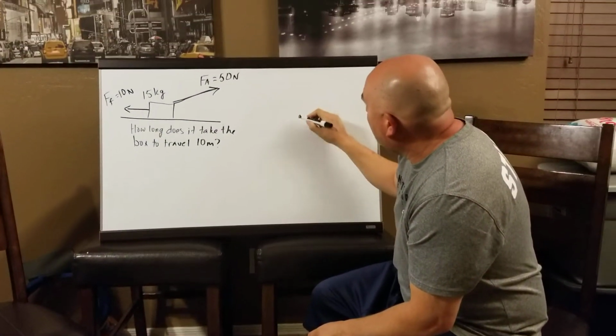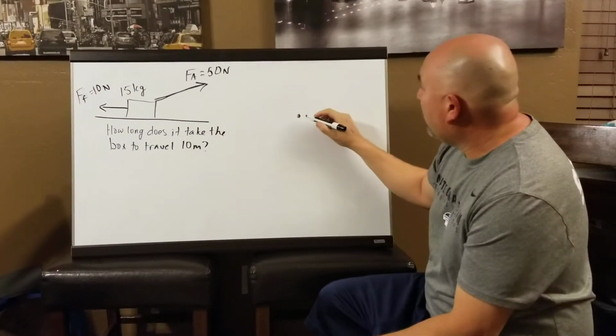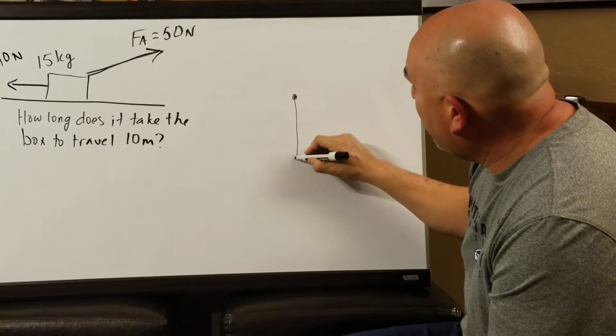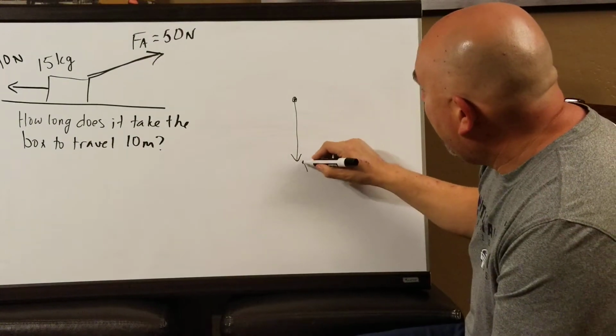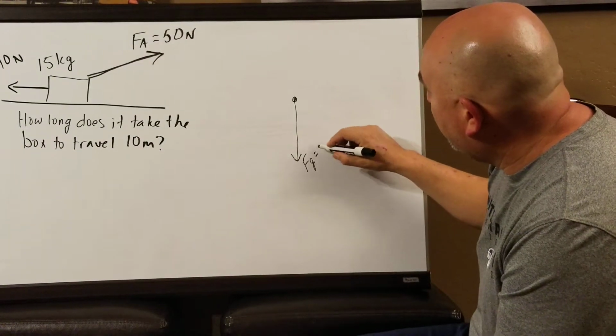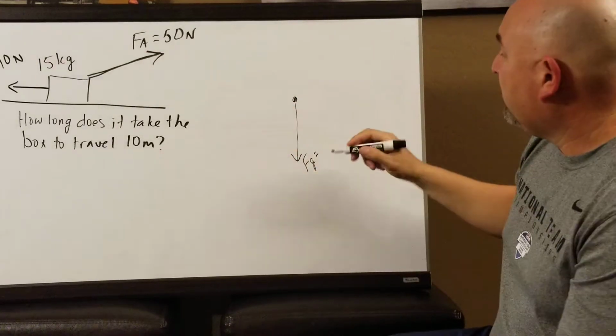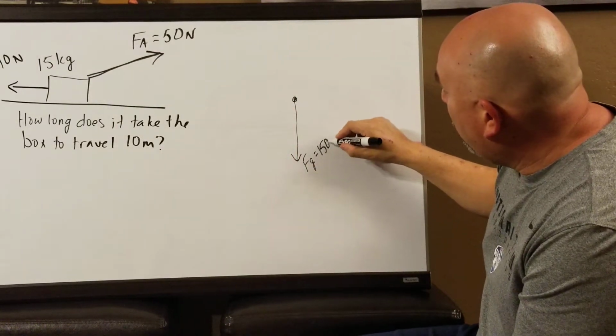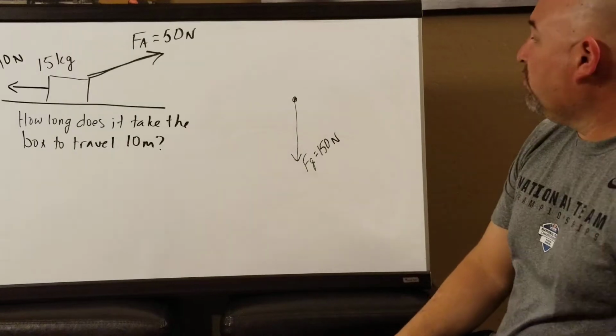So in this case, I'm going to do the same thing that I always do, start with my FG. So my FG is going to go straight down, and that is going to end up being 15 kilograms again times the acceleration due to gravity, which is going to give me a 150 Newton force of gravity.